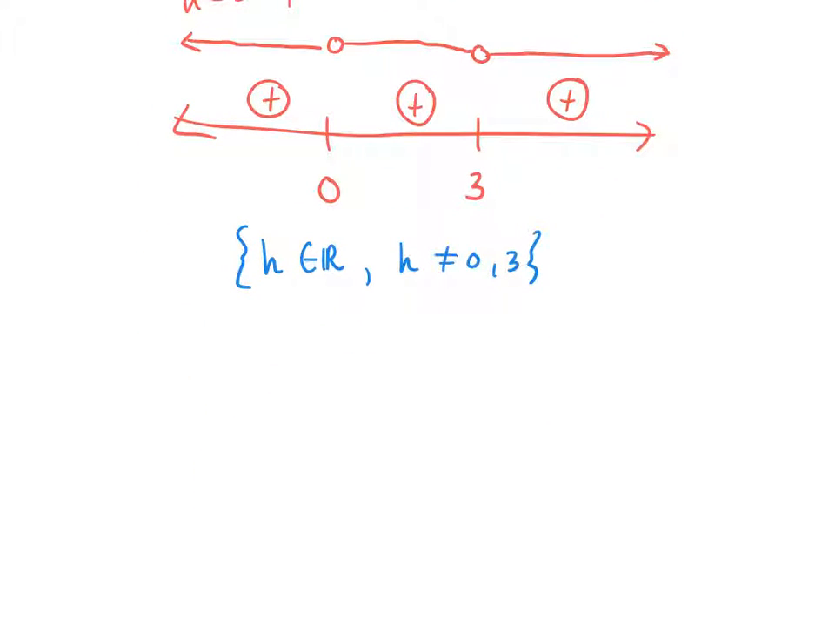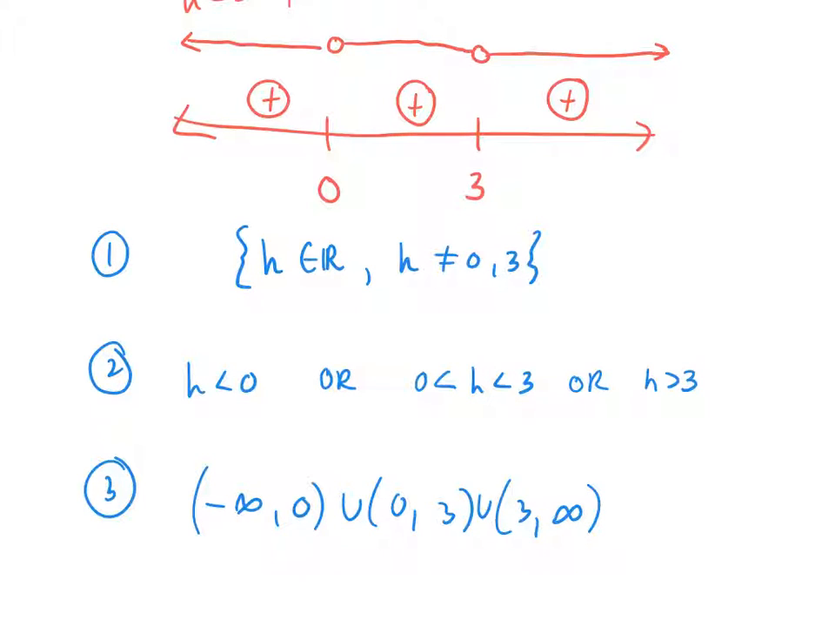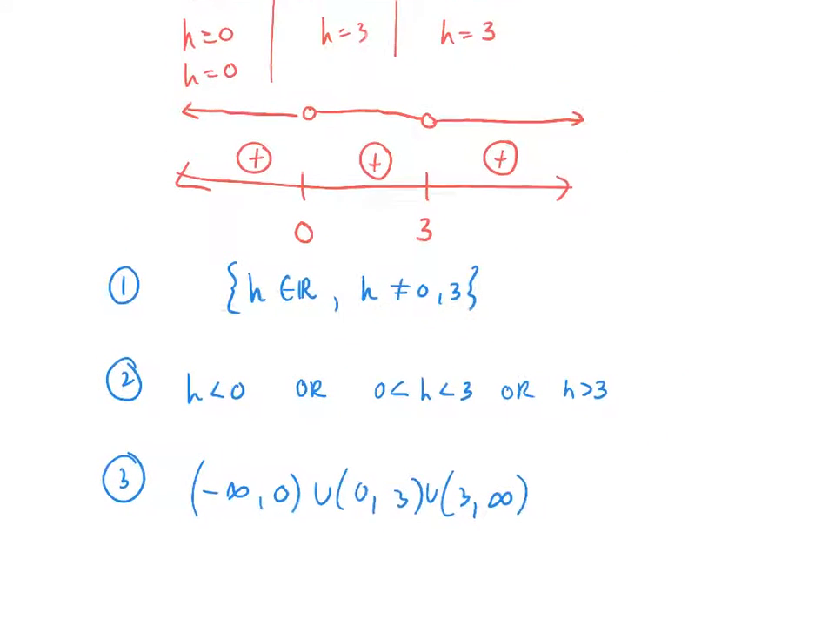Okay, so again, to reiterate, I could write h is less than 0, or 0 less than h less than 3, or h is greater than 3. That's the second way to write it. The third way to write this is interval notation, like we've said: from negative infinity to 0, from 0 to 3, and 3 to infinity. Any of those 3 ways is correct based on this problem.